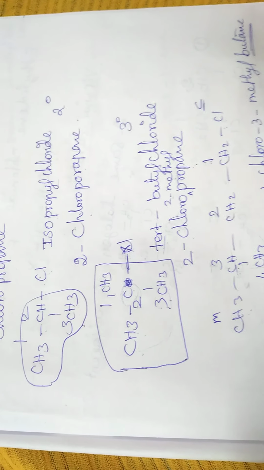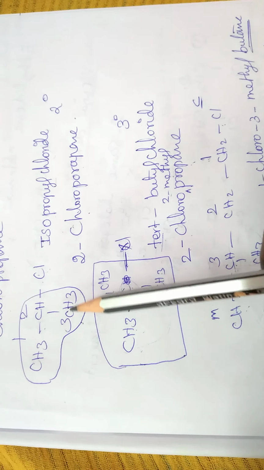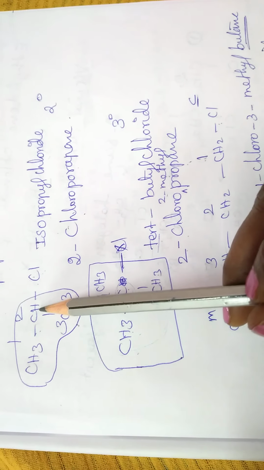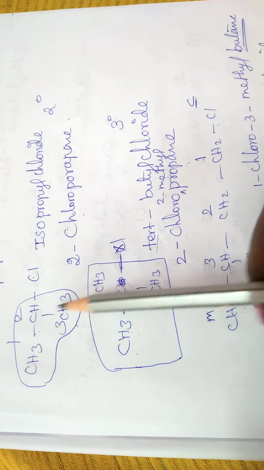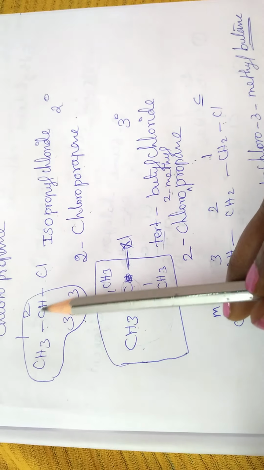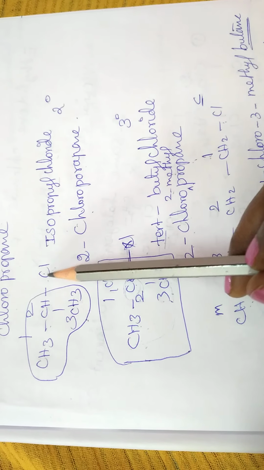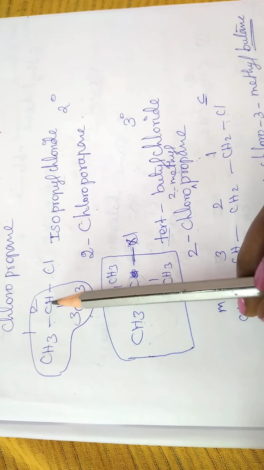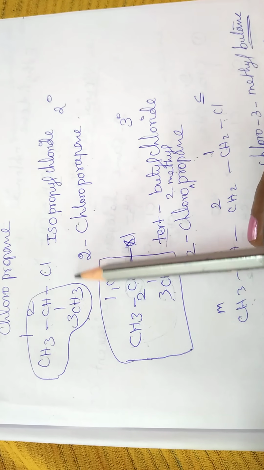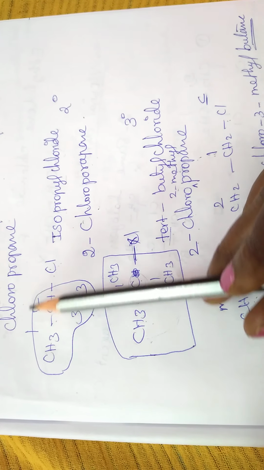What is the IUPAC name? We have to select the longest chain. So 1, 2, 3. If you start from here also, we get the same 1, 2, 3. Now the second position, whether we number from left to right or right to left, the chlorine gets the second position. So the same we are getting. In the second carbon, chlorine is attached. So 2-chloro, 1, 2, 3, 2-chloropropane. Okay. So this is isopropyl chloride. Isopropyl, this unit anywhere if you find, we are saying it is isopropyl.